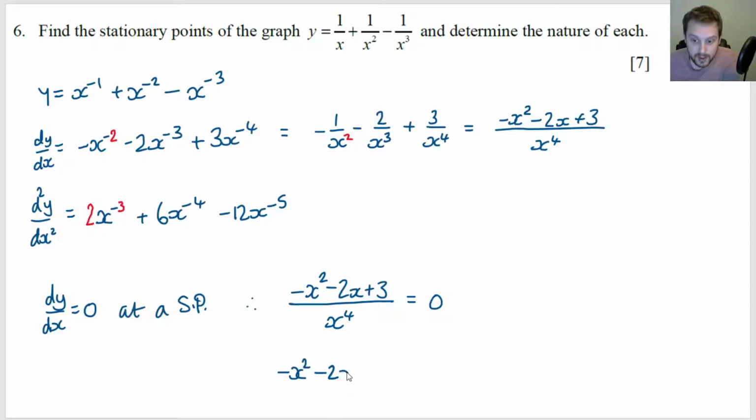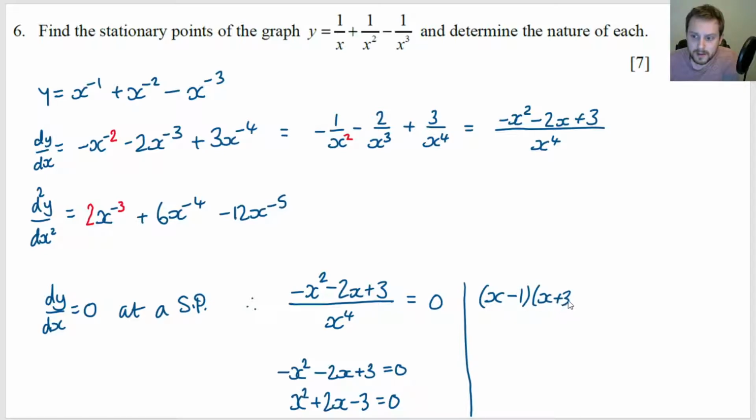Minus x squared minus 2x plus 3 is 0. And because I don't like solving negative quadratics, I'm now going to times everything by minus 1. So that's actually x squared plus 2x minus 3 equals 0. So let me continue this here. So that factorizes as what? X minus 1, x plus 3 equals 0. So 3 times minus 1 is minus 3, and 3 take away 1 is 2. So you've either got x is 1 or x is minus 3.